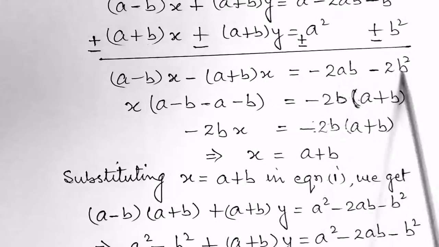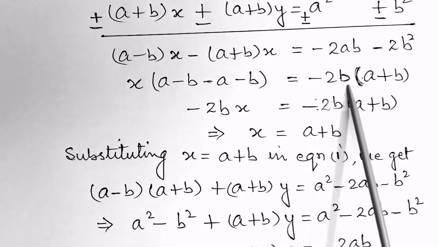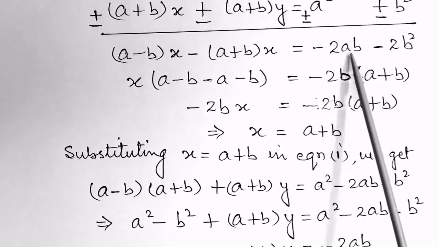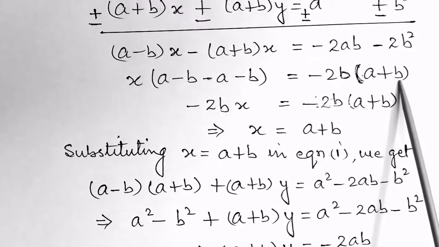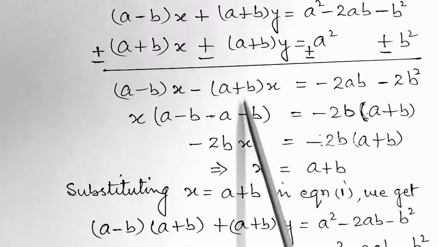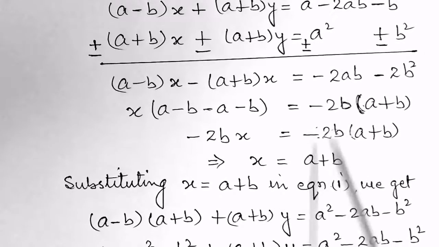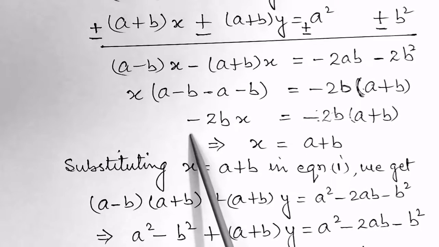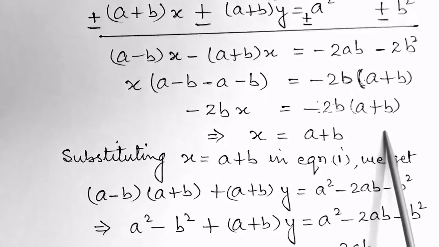And from these two, what is common? Minus 2b I can take common, right? So here minus 2b, since we have taken common, from here you are left with a, plus here you are left with b, so a plus b, right? Now this a and minus a, they will get cancelled, so minus 2bx is equal to minus 2b into (a plus b). Minus 2b again gets cancelled, right? So you are left with x is equal to a plus b.